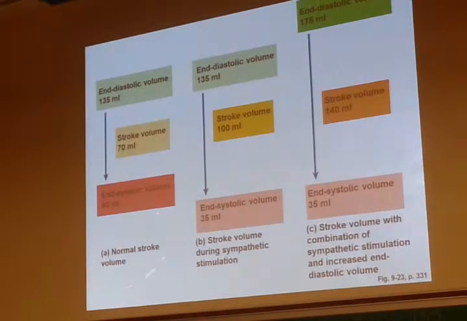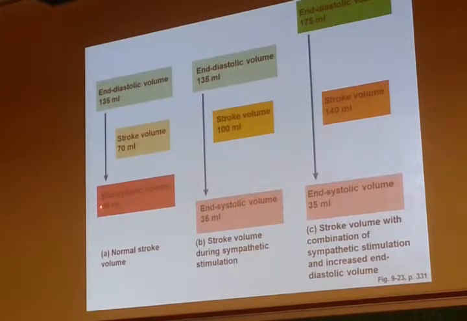Okay, so normal stroke volume. End diastolic volume must be what they're going for in this figure right before, 135. And systolic volume is going to be 65. Those are the numbers on the trash can graph. And then stroke volume is the difference, 70 mLs.